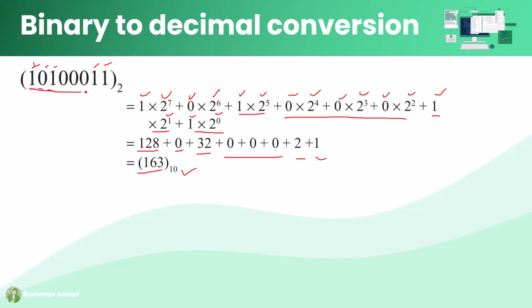So if you convert 1010011 into the decimal number system, then it will be 163. I hope you understood how you can convert a binary number to a decimal number. If there is any other number, you can do it in the same fashion. So I hope now it's clear.